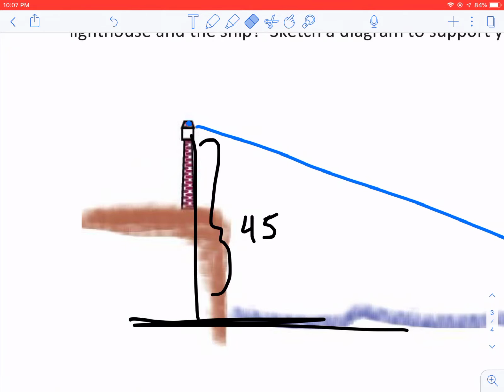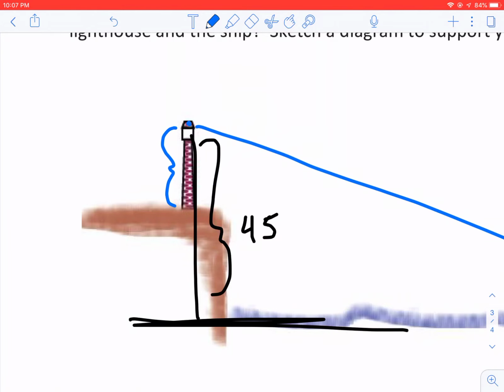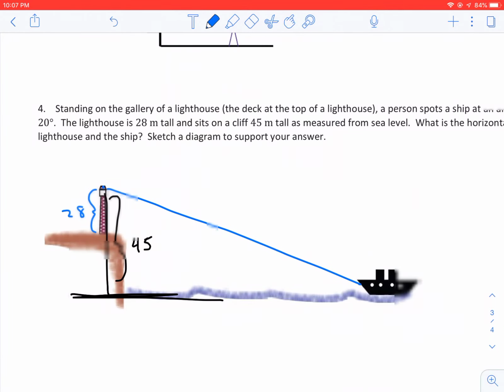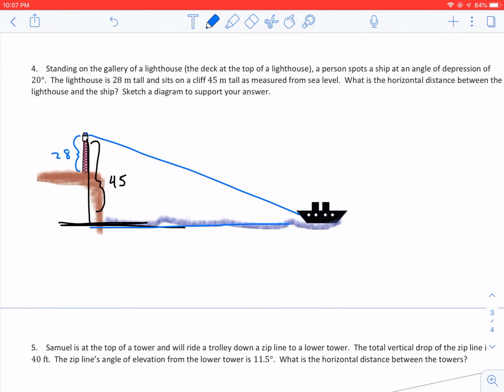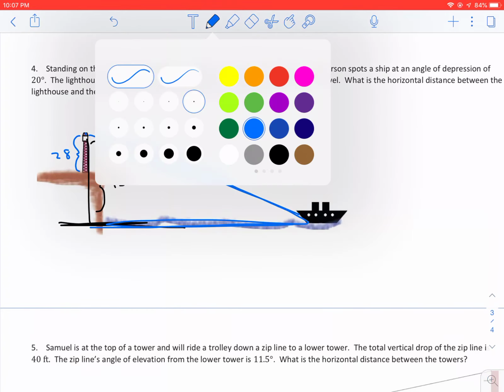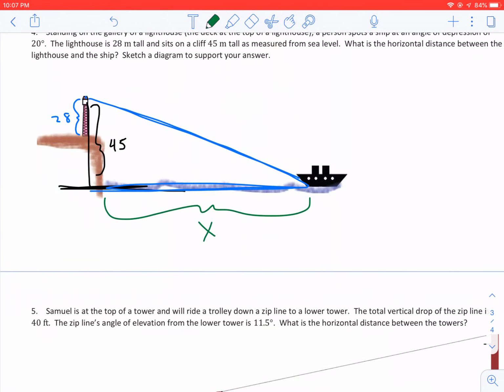And let me just draw this a little better to show just the lighthouse is 28. What is the horizontal distance between the lighthouse and the ship? So if you complete our right triangle here, we're looking for this distance. Let's call that x.